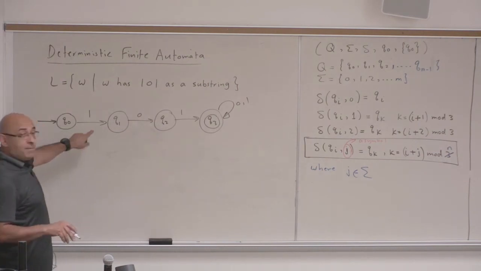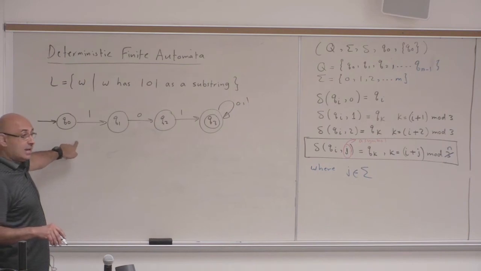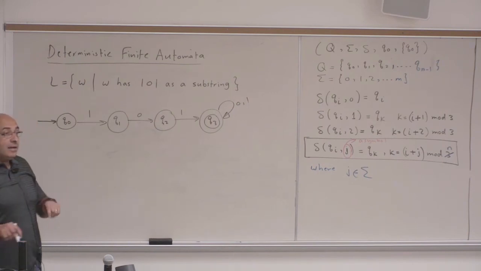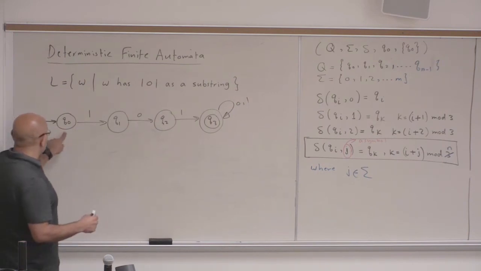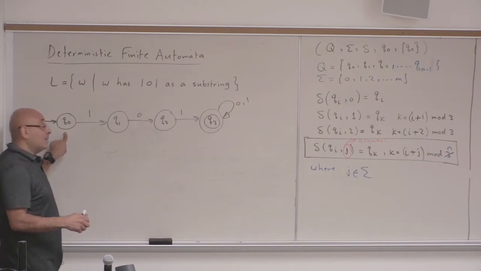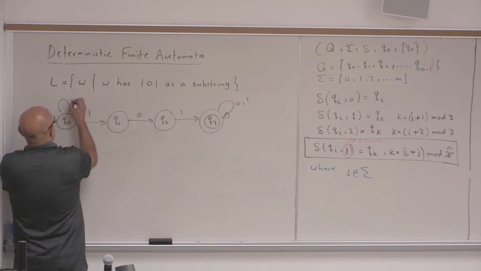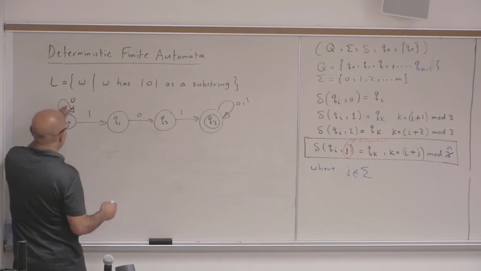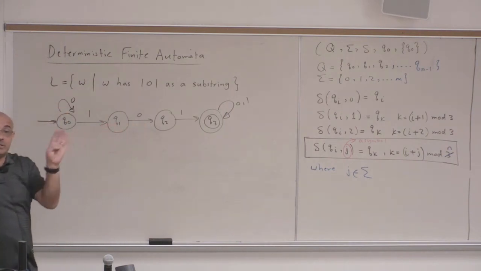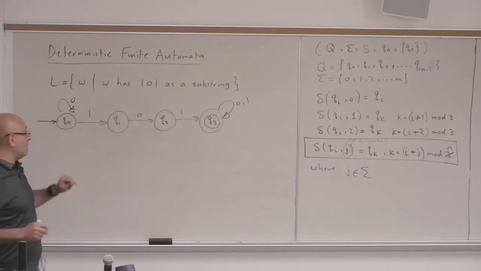Okay, now it remains to figure out what transitions I should have on other symbols. So what if I get a 0 when I'm here? Loop on itself. Yeah, just stay there because I haven't seen anything yet. So I haven't made any progress towards satisfying the property of the language.